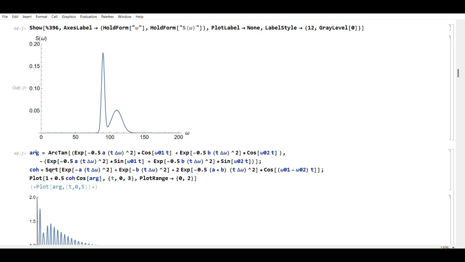Now here, by arg I mean the argument of gamma, which was tan inverse of the imaginary part over the real part. So that's the argument of gamma. This that I have written is the degree of coherence function. Actually, this is gamma tau.